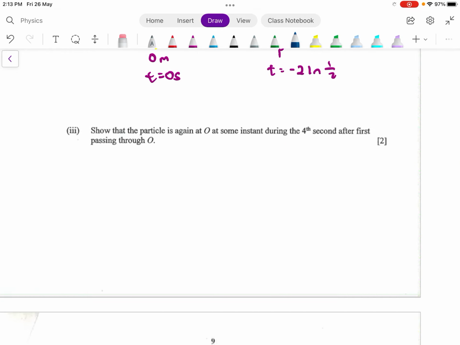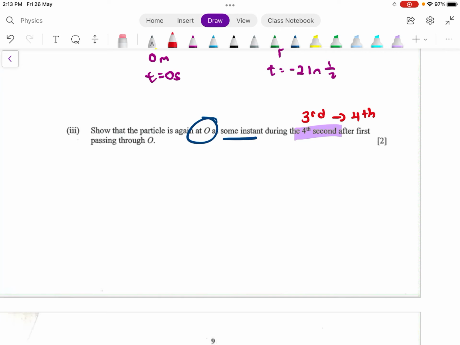This one is a bit challenging. Show that the particle is again at O at some instant during the 4th second after first passing through O. The keyword is the 4th second. What do they mean by the 4th second? This means that from 3 seconds to 4 seconds, there is a particular moment in time where you are at 0. We do not need to tell them the exact timing. We just need to show that between 3 and 4 seconds, you will be at O.